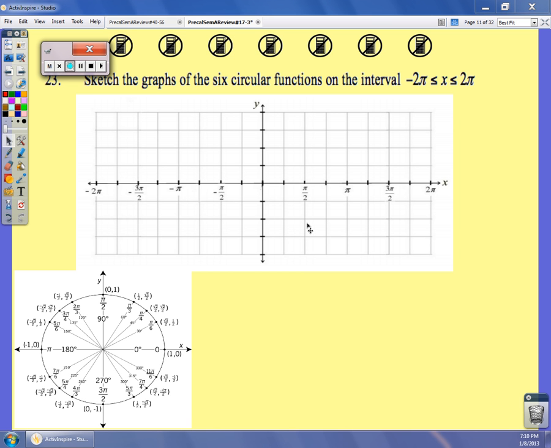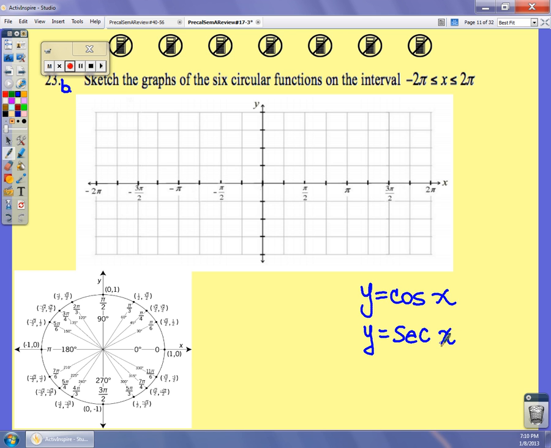Okay, in this second part of 23, which we're going to call 23b, we're going to sketch the graphs of cosine x and its reciprocal function secant x.